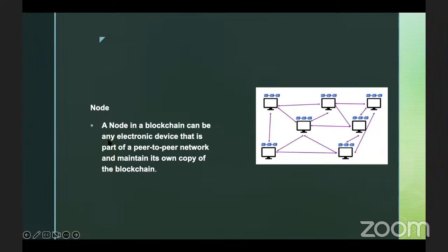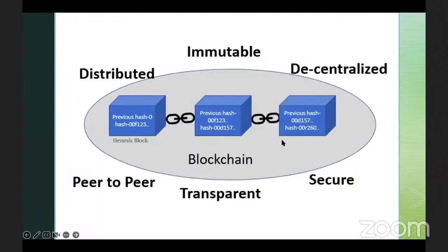So a node in a blockchain can be any electronic device that is part of a P2P network and maintains its own copy of the blockchain. So this computer has its own copy of the blockchain. Every computer in the P2P network, or every node in the blockchain, will have a copy of the blockchain. A copy of the blockchain means a copy of the transaction details.